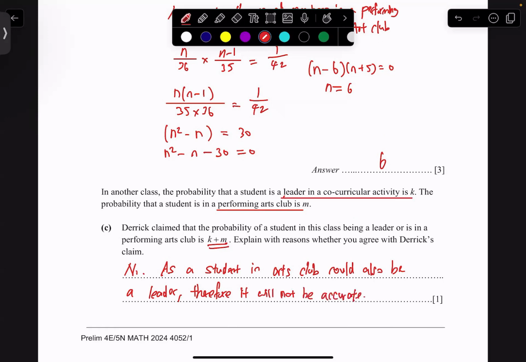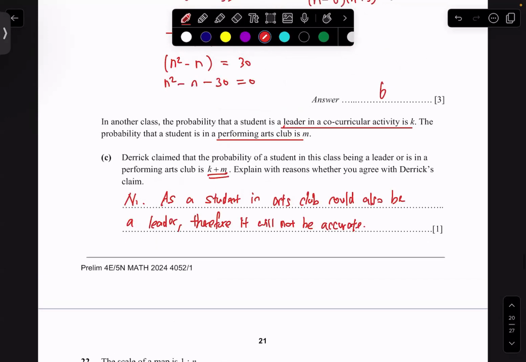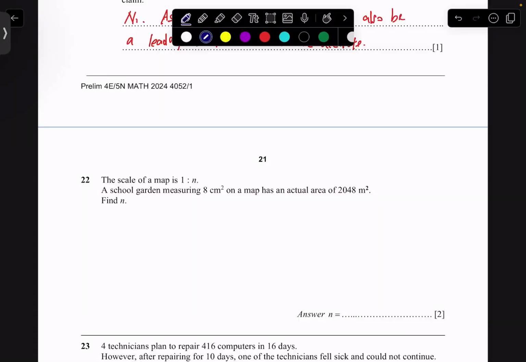Question 22. The scale of a map is 1:n. The school has a map area of 8 cm squared. A map has an actual area of 2048 meters squared. So that means we are given an area scale. 8 cm squared is to 2048 meters squared. So 1 cm squared actually represents 256 meters squared. But this is actually just the area scale.